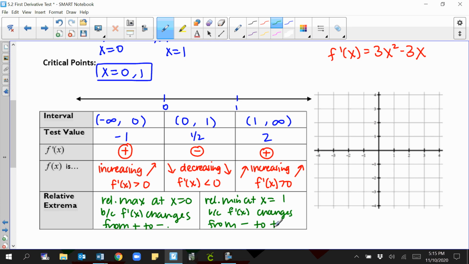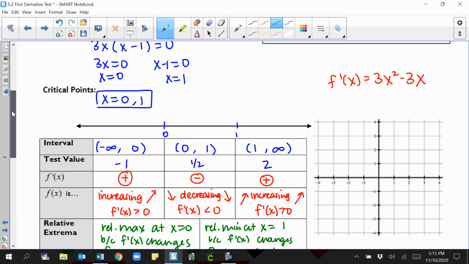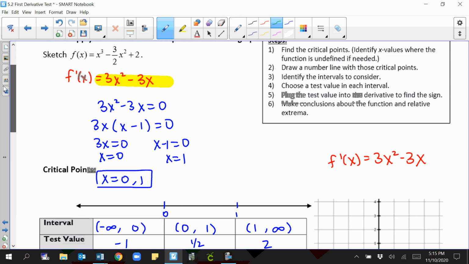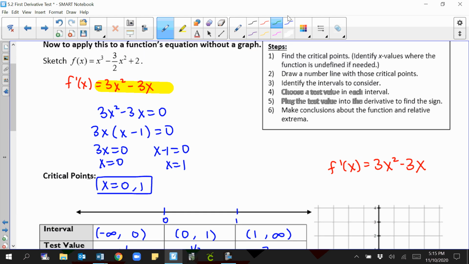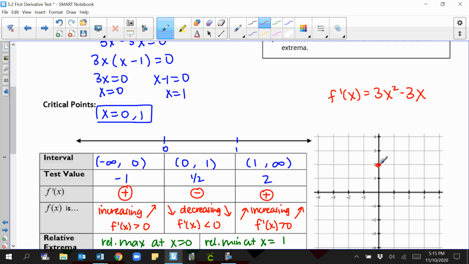And so what we are going to do is we are now going to sketch our graph. So to get some points to sketch, I know that I'm going to have some type of relative maximum or minimum at 0 and 1. So let's see what happens when I plug 0 into my original function. If I plug 0 in, I'm at 2. So I can say that I'm going to have the point 0, 2.